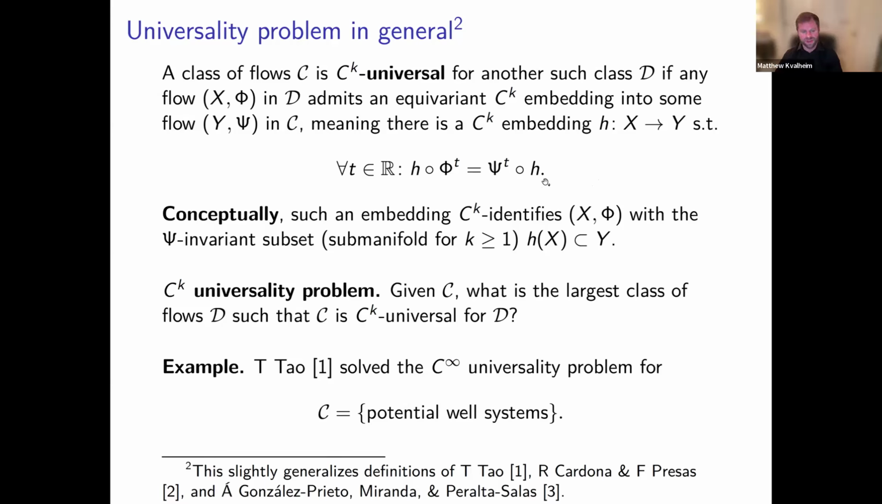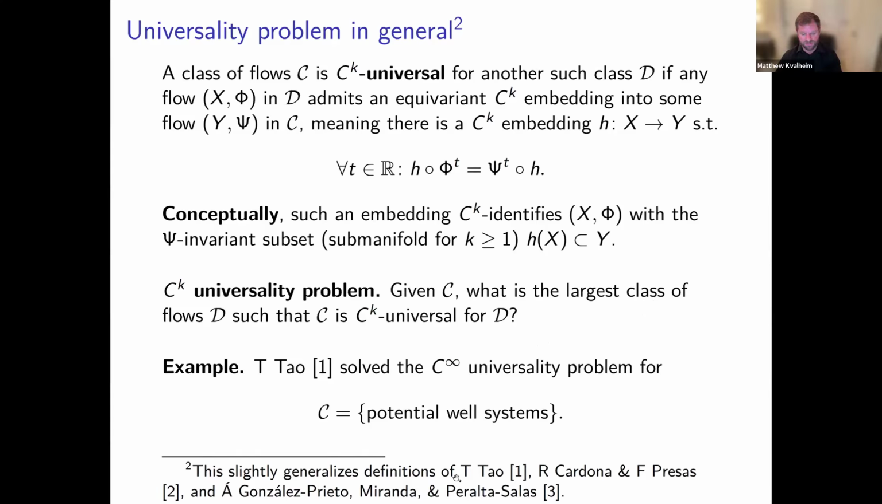And this is a natural notion because conceptually, such an embedding just C^k identifies the system (X, phi) in D with the psi-invariant subset given by the image of H in Y. And this is a submanifold if k is at least one. So in other words, a class of flows C is C^k universal for another class D if any dynamical system in D can be realized as just an invariant subset or submanifold of some flow in C, up to C^k diffeomorphism or homeomorphism.